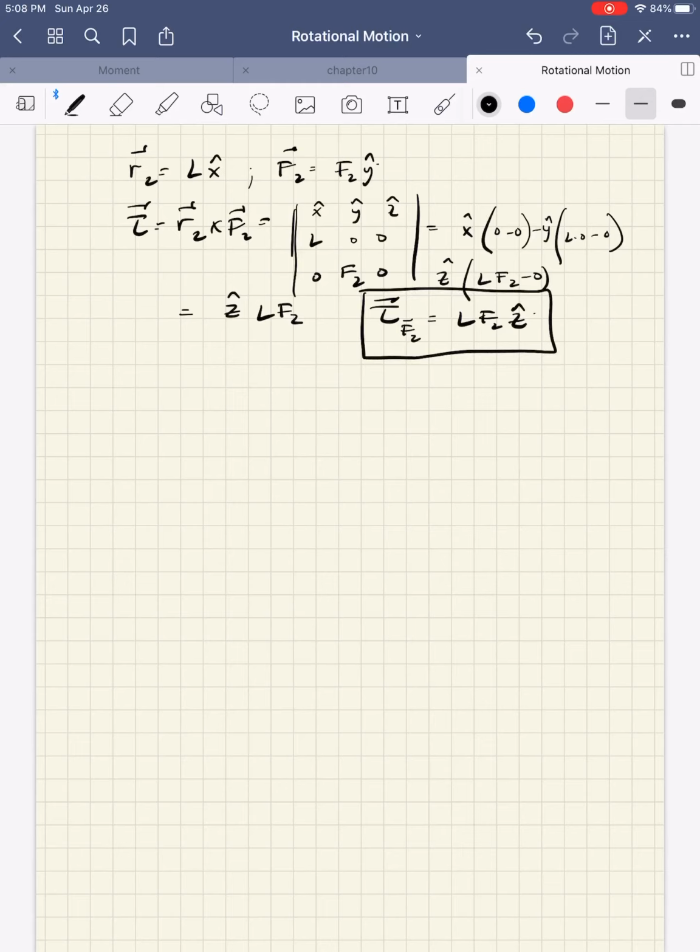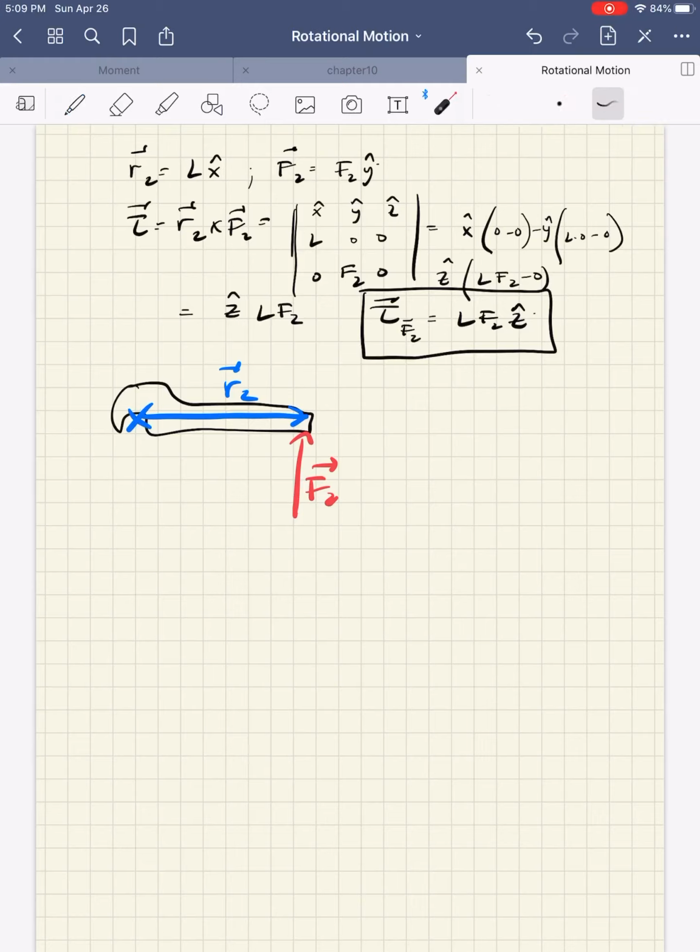So this is a non-zero torque, and if you remember, of course, that's because I applied my force 2 out here, and my L2 or my R2 was perpendicular to that. Here's the axis of rotation. So a torque from F2 gives me a positive value in the z hat direction. And so the resultant vector is in fact out of the board.